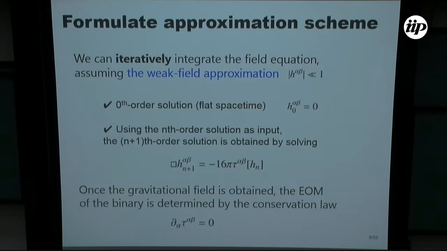Thank you. Related to this question, once we solve this, we get the sequence of the weak field potentials, and after that we impose the gauge condition or conservation law on T alpha beta. Solving this conservation law, we get the equation of motion of the matter field. In our case, it's the equation of motion for the binary.